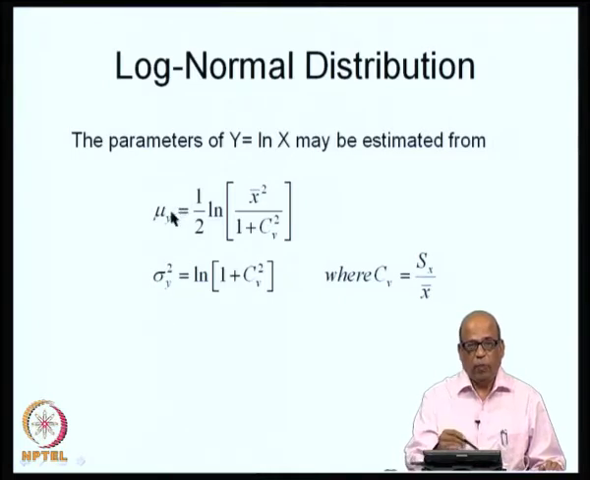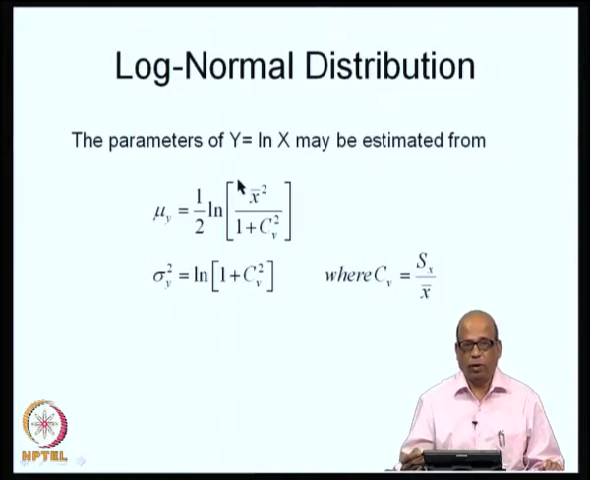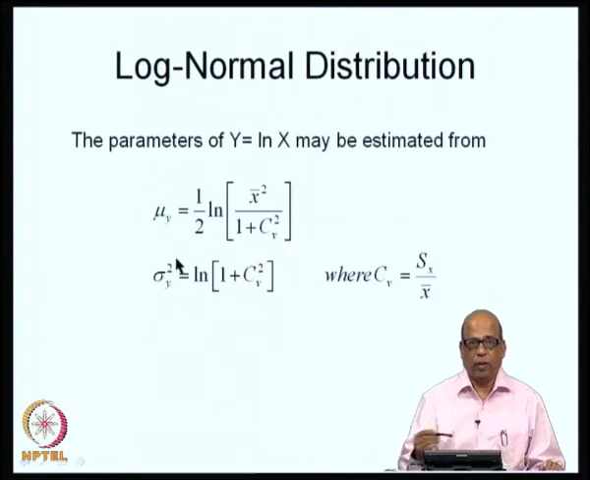Once you specify mu y and sigma y square, then y is equal to ln x, which follows the normal distribution, is completely defined, and therefore, you can start talking about probabilities on y, because it follows a normal distribution and its parameters are determined as mu y and sigma y square.